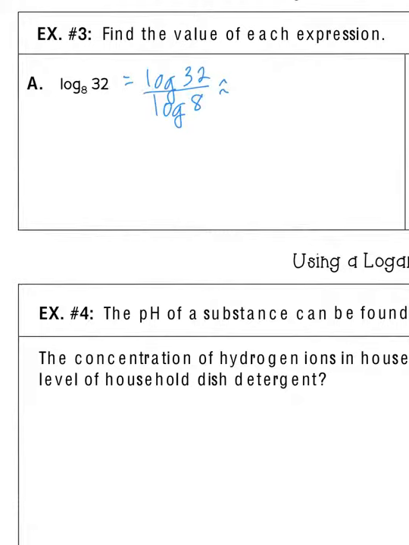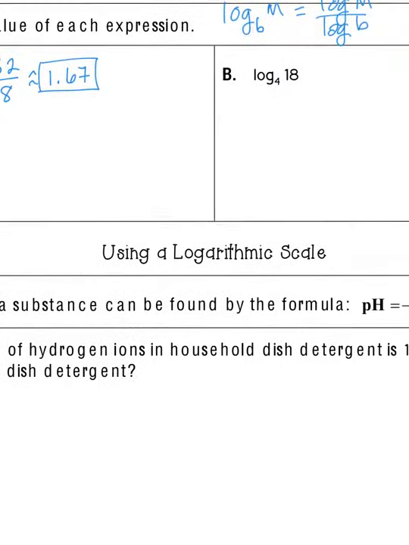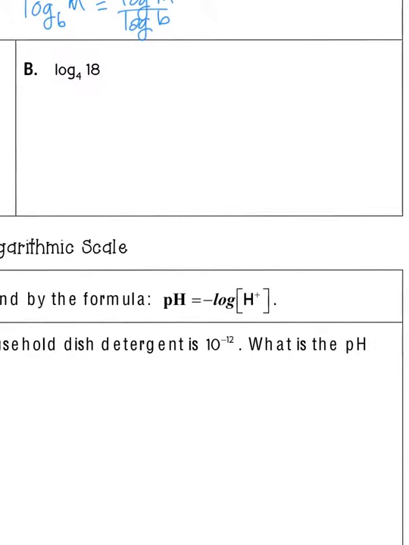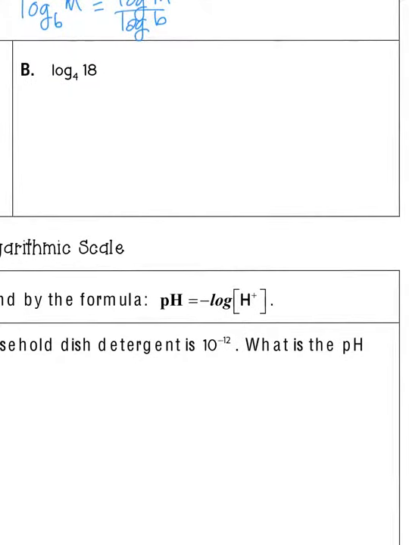And so in our case, we're going to get approximately 1.67. I rounded to 2 places. Okay? All right, so you try B on your own. So pause the video, try B.